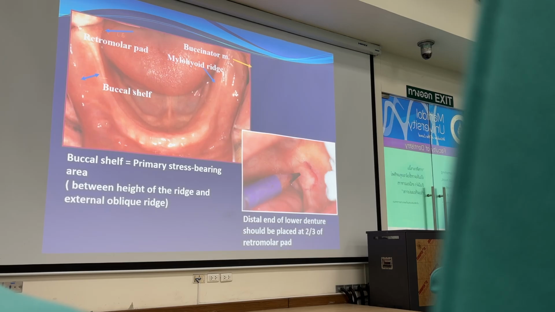Mylohyoid. This is the buccal shelf. This is the buccal vestibule. The buccal shelf is the primary stress-bearing area, between the crest of the ridge and the external oblique ridge. So the distal end of the lower denture should be placed at two-thirds of the retromolar pad here. The retromolar pad is the landmark for the posterior distal end of the lower denture.